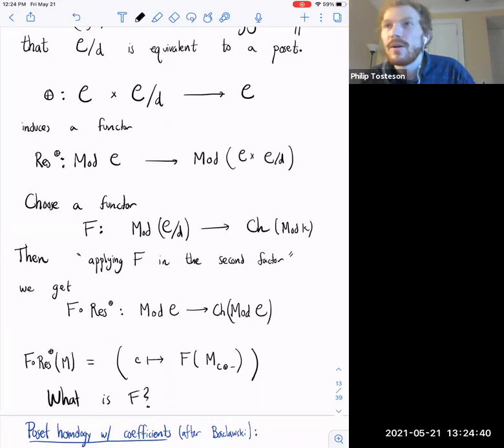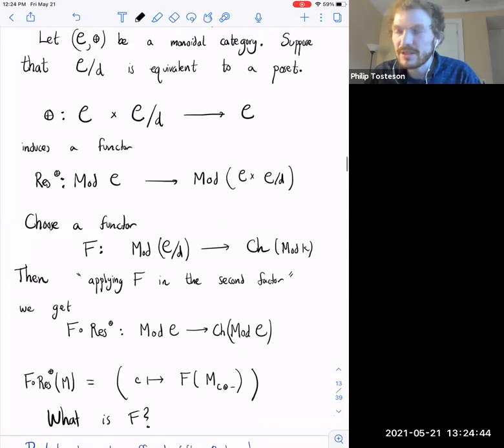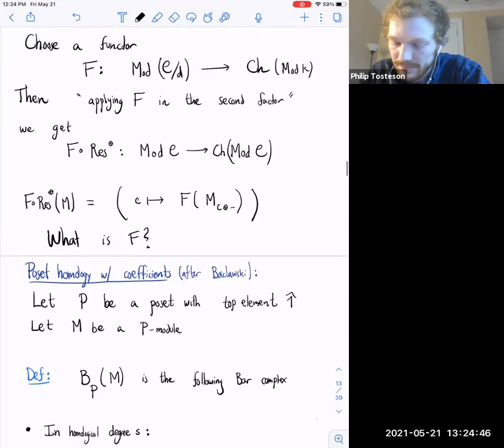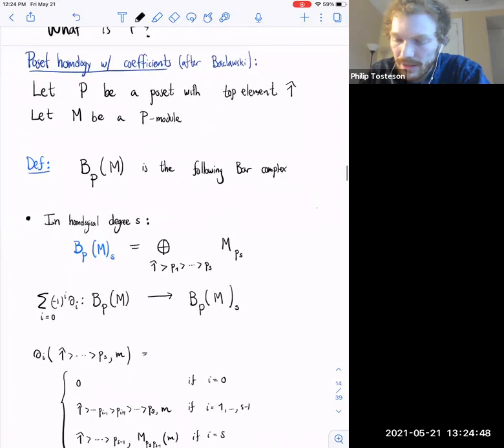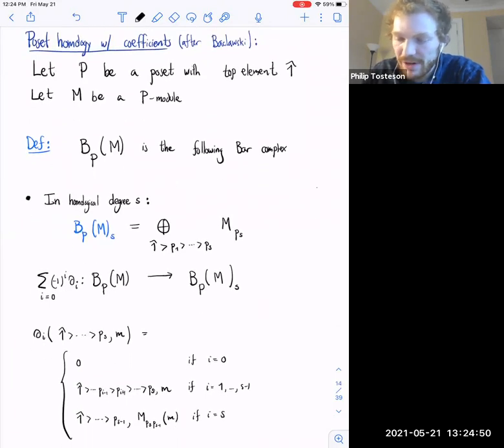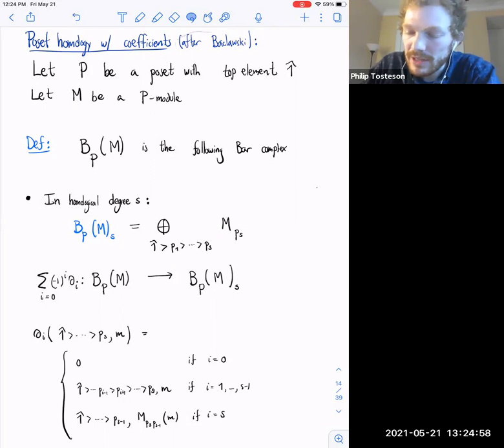So what functor from poset modules to chain complexes do we choose? It turns out there's a very natural choice, which is given by doing what I would call poset homology with coefficients, which I believe was first introduced by Baklowski, but I don't know the history well enough to be absolutely sure.